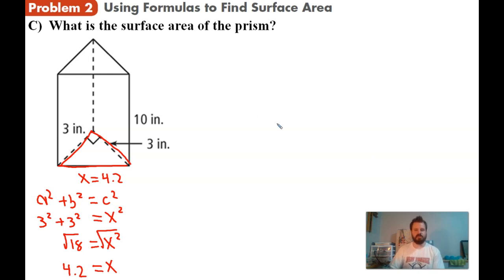From here, this problem is really the same thing we've done a couple of times now. To find the surface area, we'll start by finding the lateral area. We said that's equal to P, the perimeter of the base, times H, the height of the prism. The perimeter of the base will be the 3 plus 4.2 we just found.